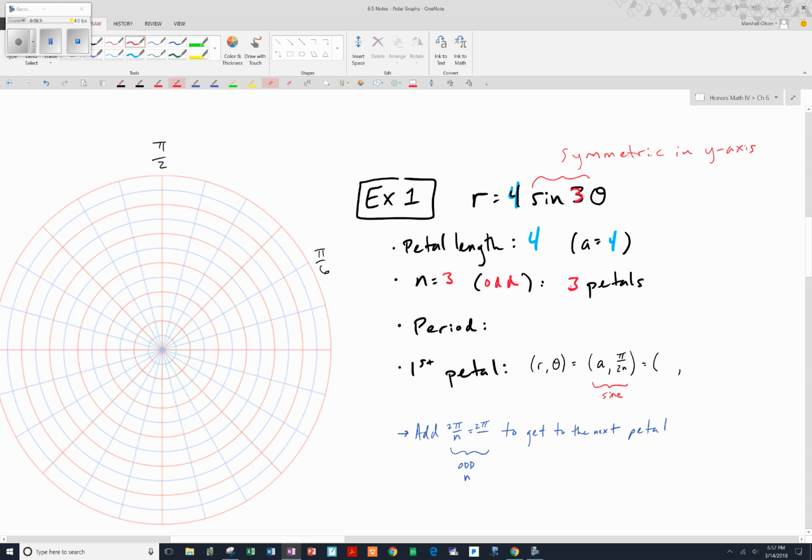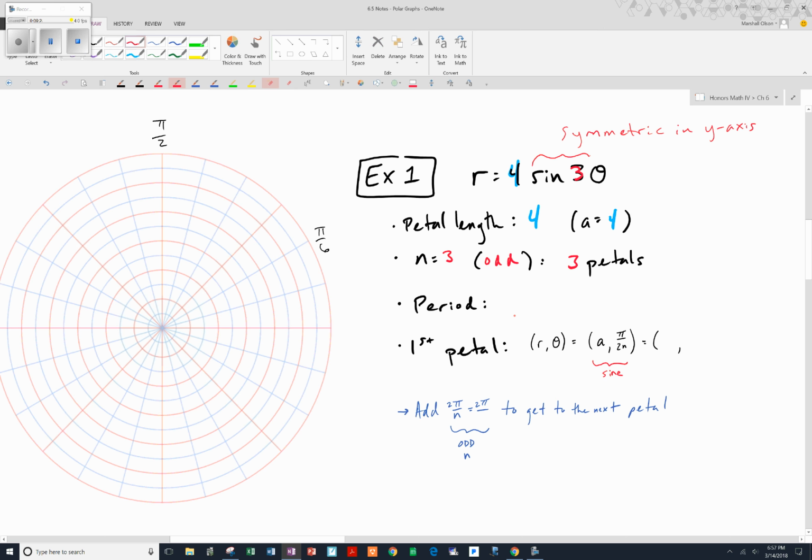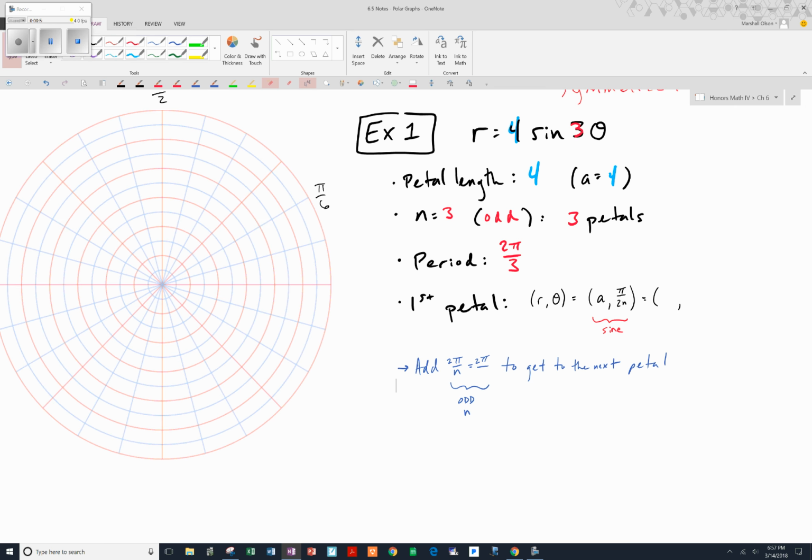Now the period. The period is found the same way that we would find the period of a sine function that we were graphing on the rectangular coordinate plane. It's 2 pi over b, but in this case, obviously, we're not calling this b, we're calling it n. So this is 2 pi over 3. That's something that we're going to put on our formula sheet as well. We're going to skip this stuff for right now. Obviously you don't have this written on the formula sheet, so at some point you're going to want to pause the video and make sure you jot that down.